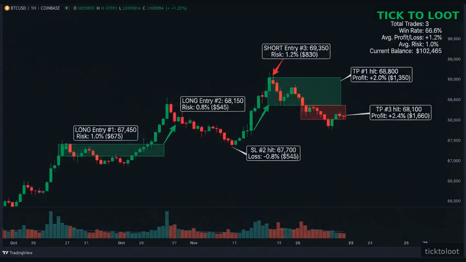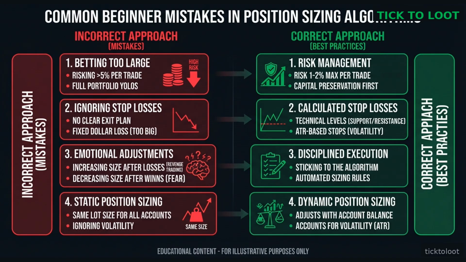Now, let's discuss some common mistakes that beginners make when using position sizing algorithms and explore how to avoid these mistakes. One of the most common mistakes that beginners make when using position sizing algorithms is to overcomplicate the algorithm. This can lead to confusion and difficulty in implementing the algorithm effectively. Another mistake is to fail to backtest the algorithm, which can result in poor performance and significant losses. It's also important to avoid using a position sizing algorithm that is not tailored to your trading strategy and risk tolerance.